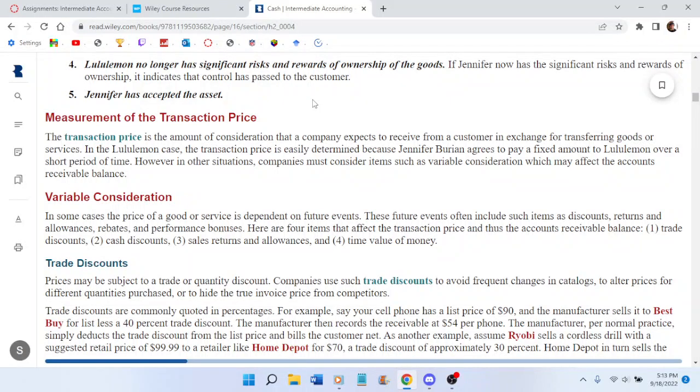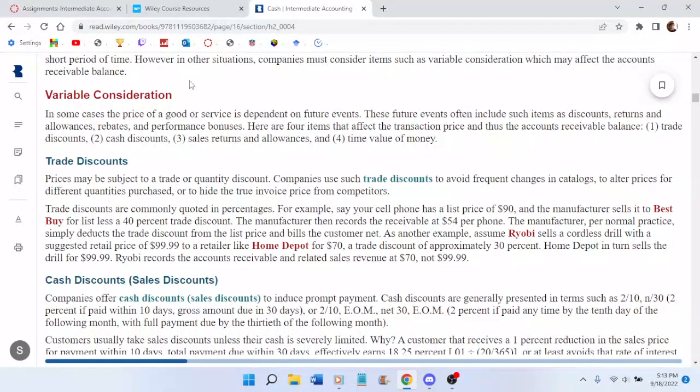Oh no, variable consideration. Oh no. In some cases, the price of a good or service is dependent on future events: discounts, returns and allowances, rebates, and performance bonuses. Here are four items that affect the transaction price, and thus the accounts receivable balance: trade discounts, cash discounts, sales returns and allowances, and time value of money.